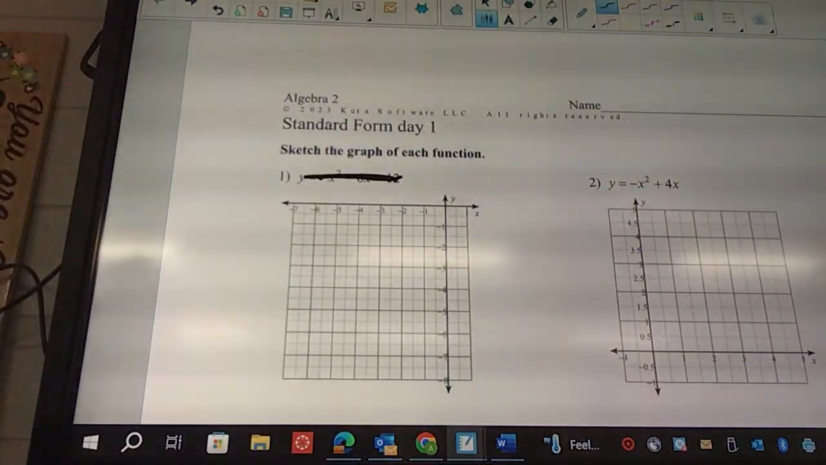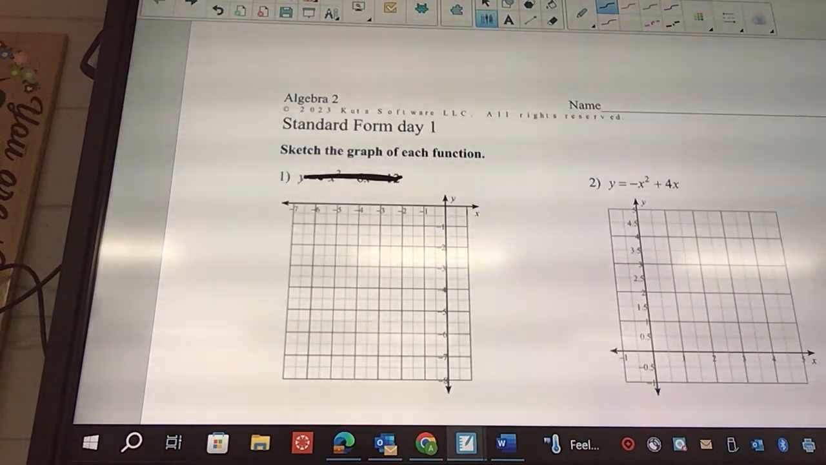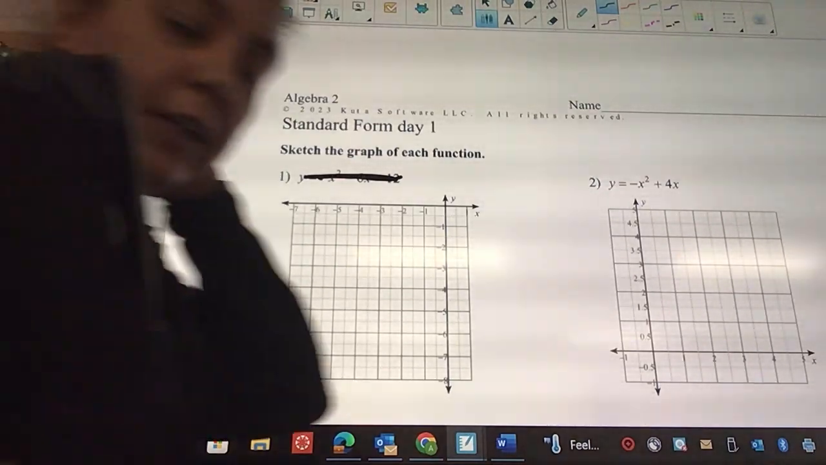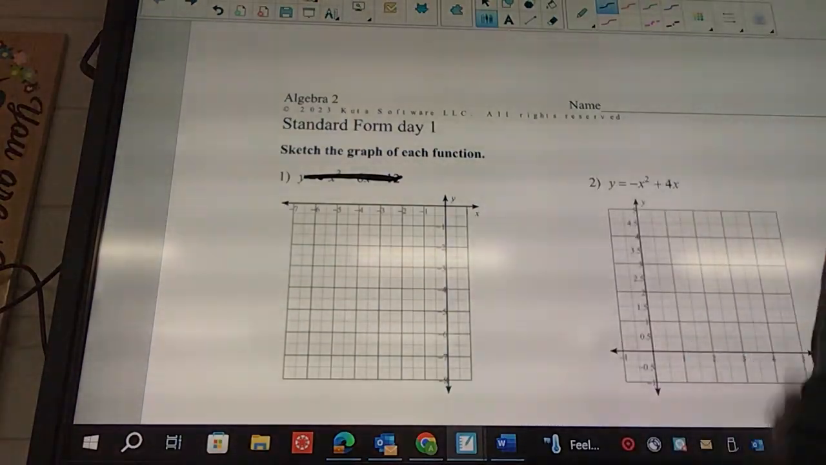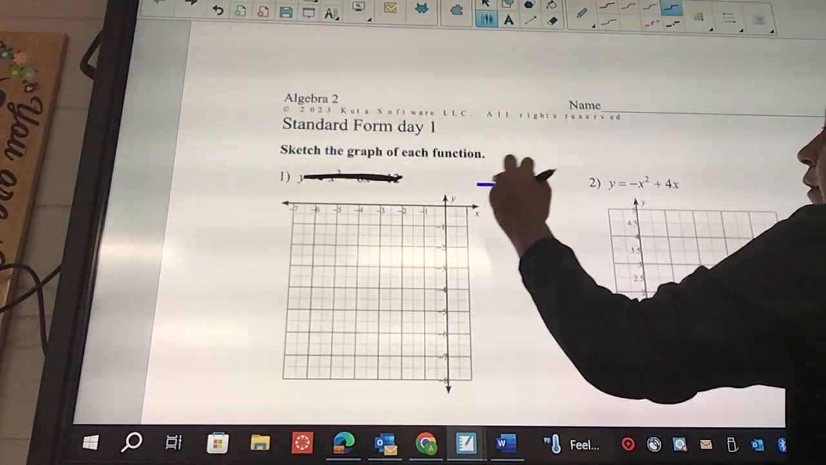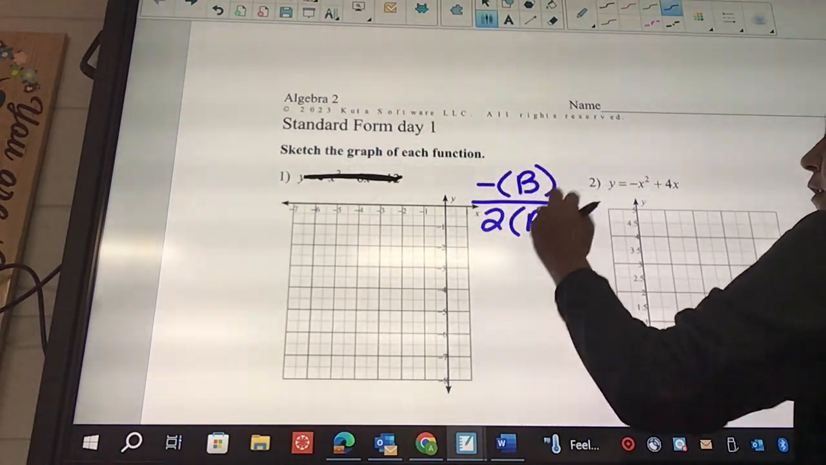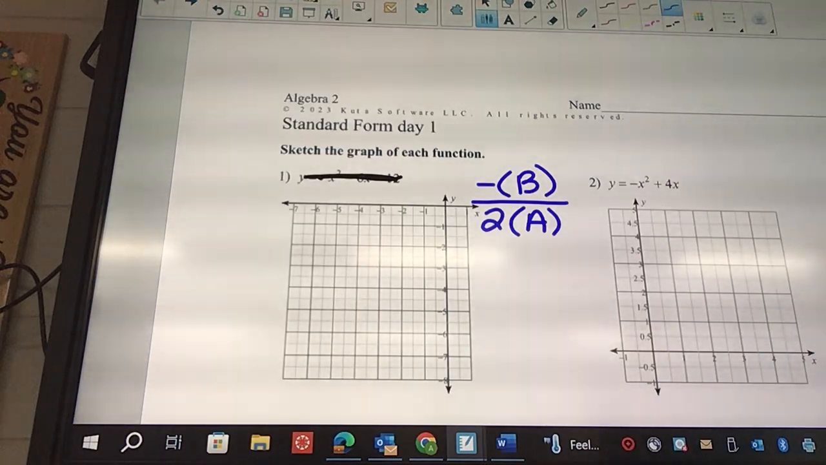A is 2. What is B? Negative 16. C? 29. What is the formula to start to find the vertex? Negative B over 2A. Okay, this is the formula: negative B over 2A.